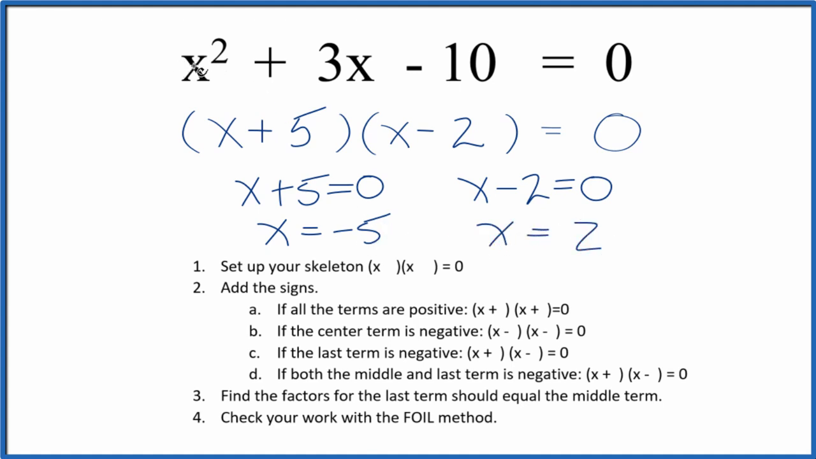Now if you put negative 5 in for x, you do the math, this will all add up to 0. Likewise, if you took and put 2 in for x and you did the math, this would all equal 0. So these are the correct values here for x squared plus 3x minus 10. Note that if we use the quadratic equation, we get these same numbers.